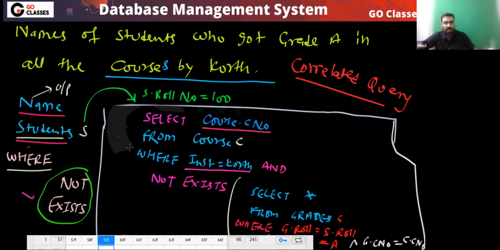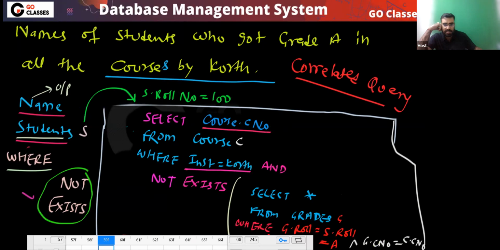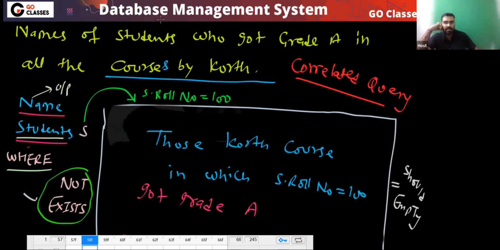Not exists, because we are putting not exists, means this tuple is not there. So we are getting those courses where this grade A entry is not there, those courses where he did not get grade A. Is this clear? So very simple.